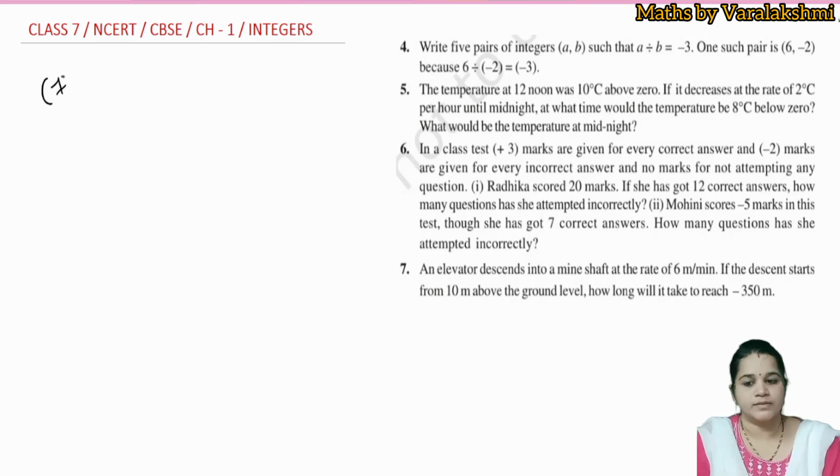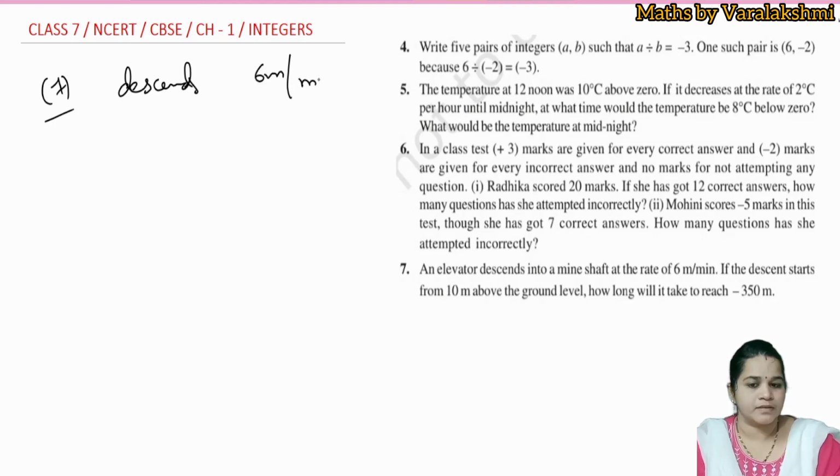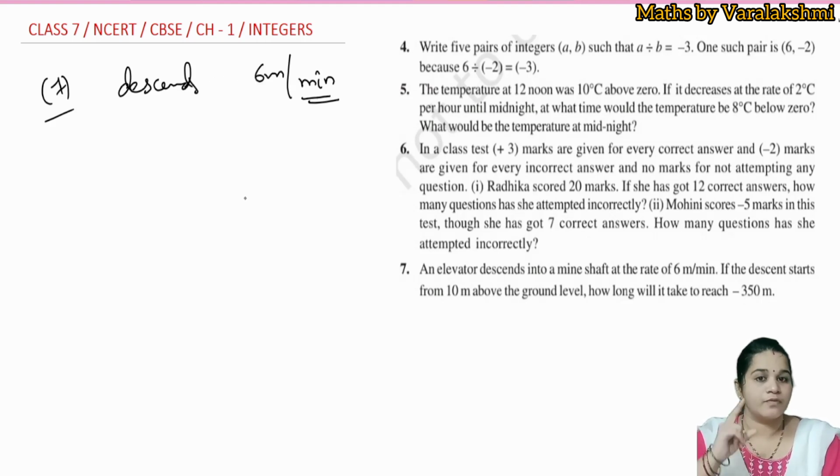The seventh question says that an elevator descends into a mine shaft at the rate of 6 meters per minute. For 1 minute it is moving downward 6 meters, that is, per 1 minute it is moving 6 meters towards down. If the descent starts from 10 meters above the ground level, how long will it take to reach minus 350 meters, towards below the ground level?